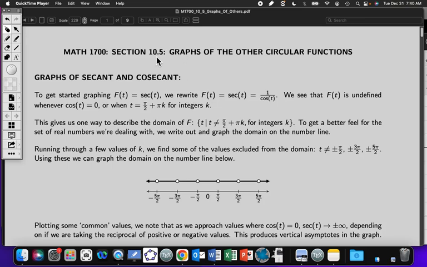Hi folks, in this section we're going to talk about graphs of the other circular functions. So in the last section we talked about extending secant, cosecant, tangent, and cotangent to all angles via the definition of sine and cosine on the unit circle. So now we're going to look at these graphs.